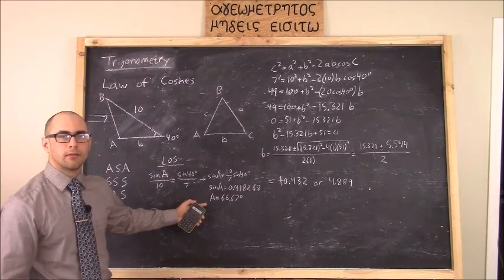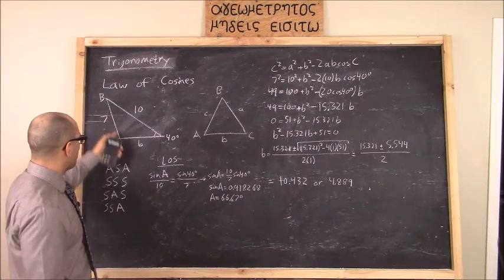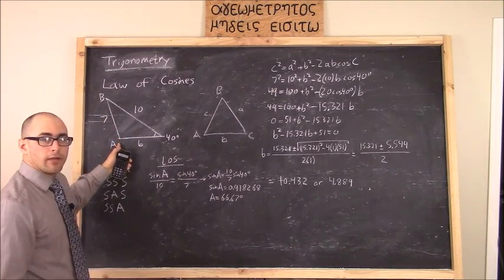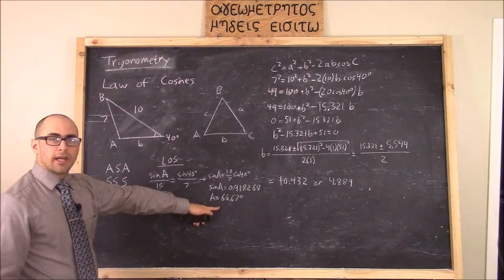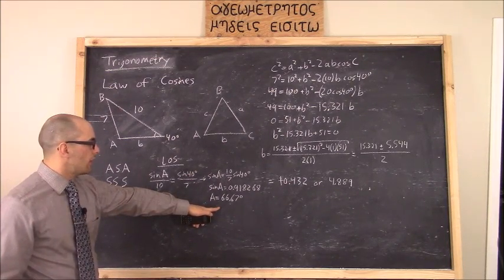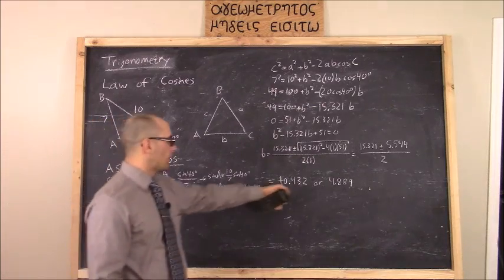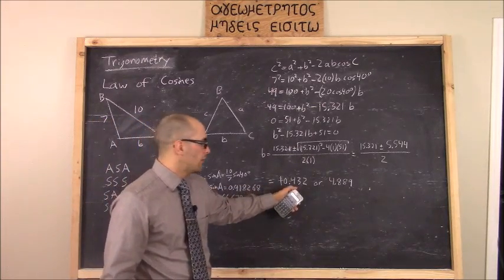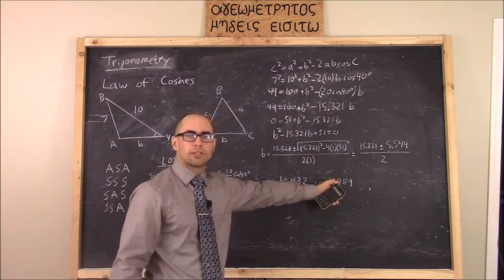But wait a minute. This angle in the diagram is obtuse, meaning greater than 90 degrees, whereas this answer is acute, less than 90 degrees. Well, what's going on here? This angle corresponds to our longer side length. So what about the shorter side length?